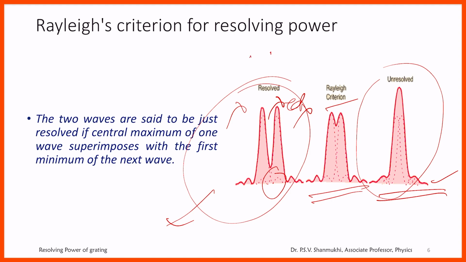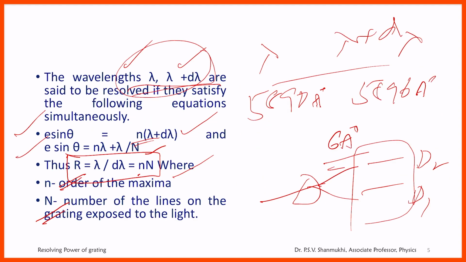Then only, if the two dots are there and resolved by the instrument, we can see those two objects as separated objects. Otherwise, those two merge together and seem to be just one dot. That means, as per Rayleigh's criterion, the central maximum of one wave superimposes on the first minimum of the next wave; only then are the two waves said to be resolved. In this way, we can understand resolving power practically also. This is the resolving power mathematically, that is lambda by d lambda or n into N.